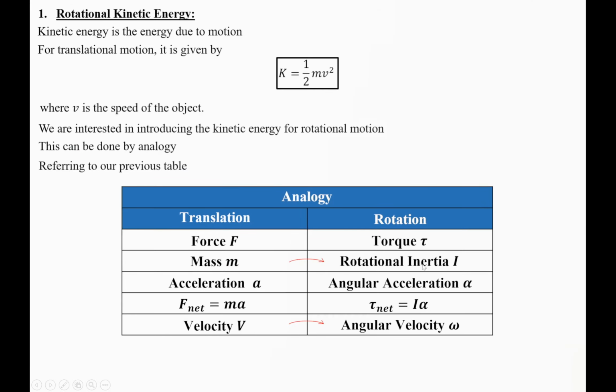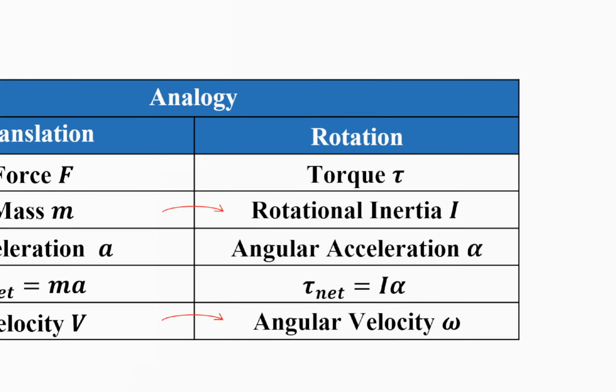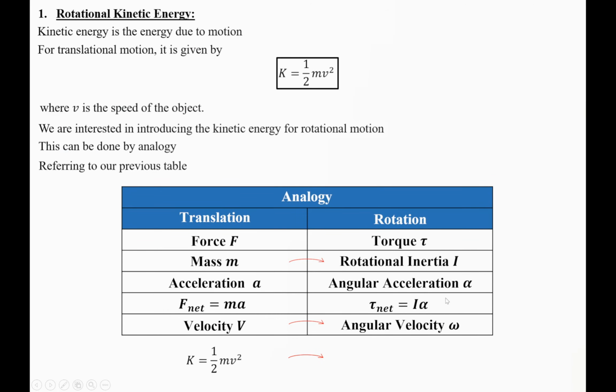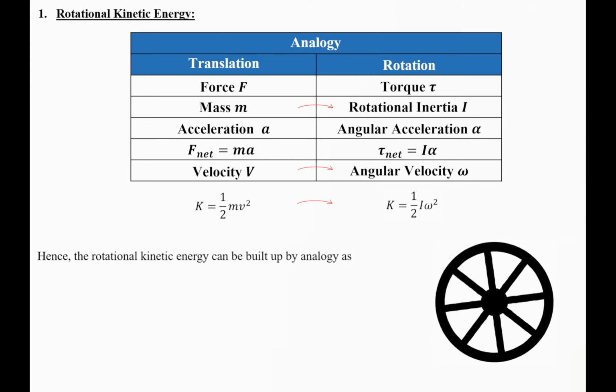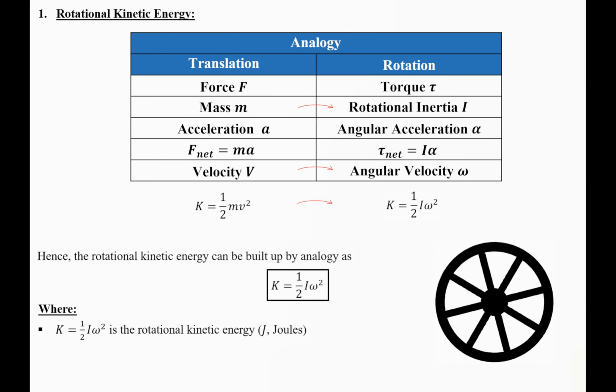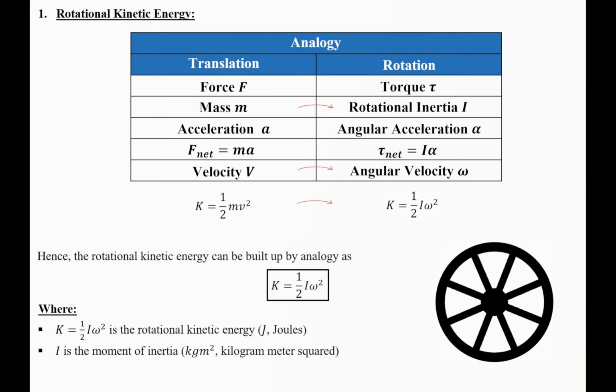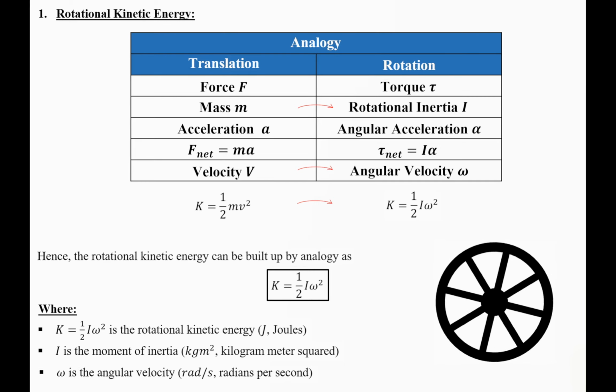will be replaced by I, v would be replaced by omega, and by that our kinetic energy would be set up as half I omega squared. Hence the rotational kinetic energy can be built up by analogy as half I omega squared, where half I omega squared is the rotational kinetic energy and the SI unit would be joules. I is the moment of inertia, and at this point we know that it's given by kilogram meter squared, and omega is the angular velocity.